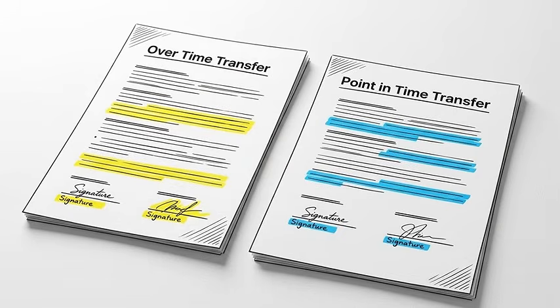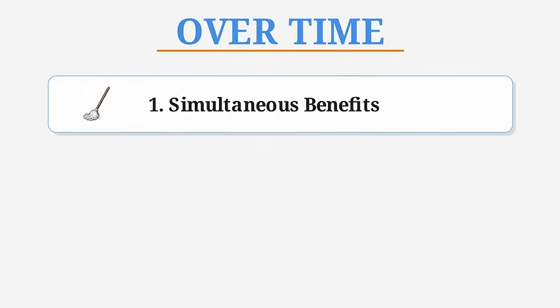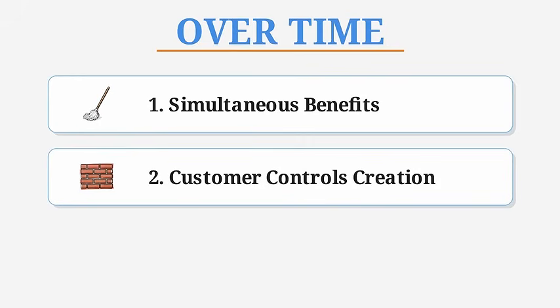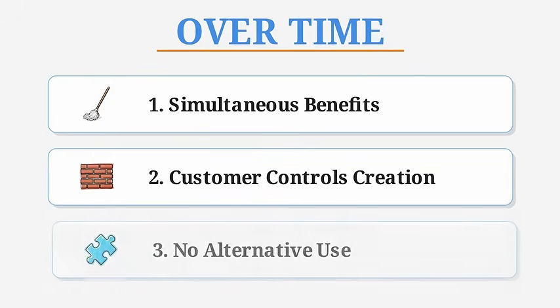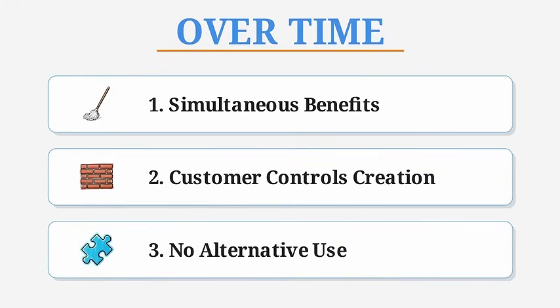Control transfers in one of 2 ways. It can transfer over time if the customer simultaneously receives and consumes the benefits, if the entity creates an asset the customer controls as it's built, or if the asset has no alternative use to the entity and the entity has an enforceable right to payment.